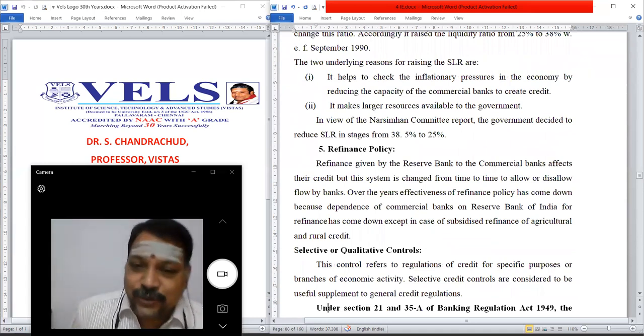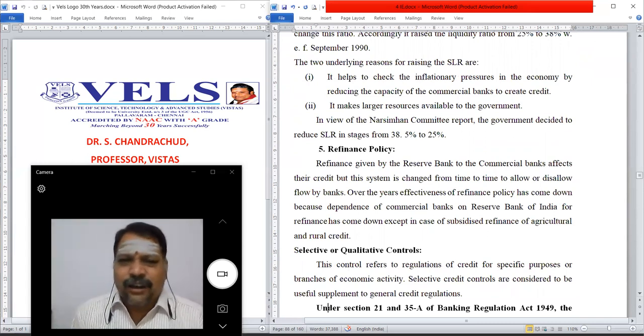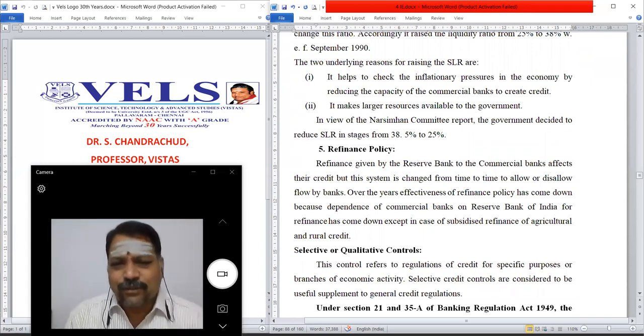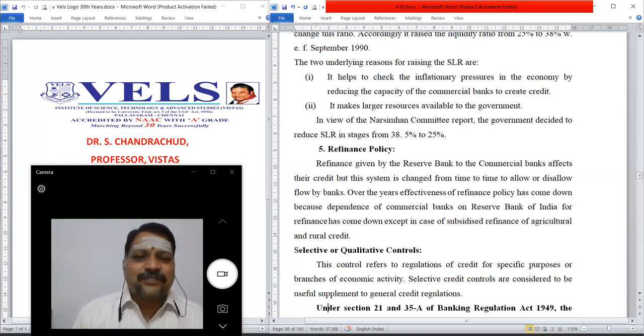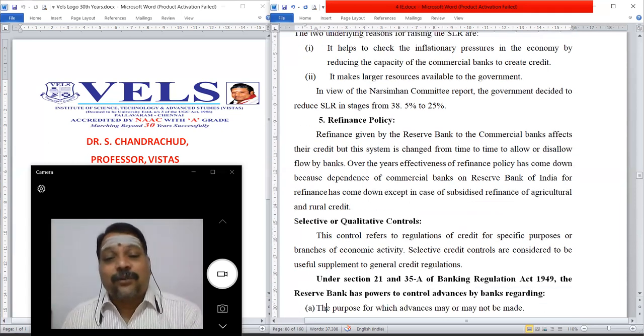And the last one is refinance policy. The refinance is given by the Reserve Bank of India to commercial banks to affect their credit, but this system is changed from time to time to allow or disallow the flow of credit from the bank. Over the years, the effectiveness of refinance policy has come down because the dependence of commercial banks on the Reserve Bank of India for refinance has come down, except in the case of subsidized refinance to agriculture and rural credit. So this particular facility is only meant for agriculture activities or rural credit. So these are all the quantitative measures.